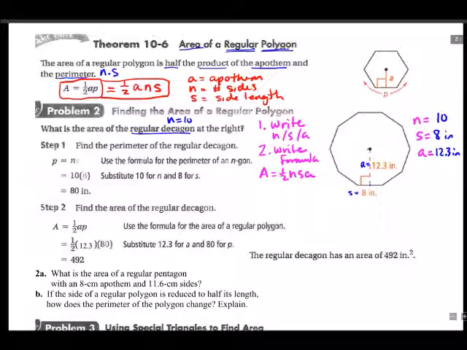Now, look right here. This right here, that's our perimeter. So you can do it in my 2 steps, or you can do it the way they do it. The first step they do is find the perimeter, N times S, and then plug it in with the apothem. It doesn't matter. I like my way because we find NSA and then we just put it in the formula. This NS right here is just perimeter, so it doesn't matter what order you do it in. Either way, we find that the area of our regular decagon is 492 inches squared.